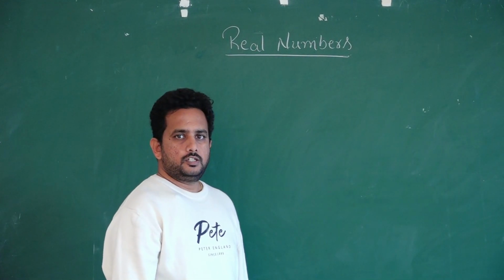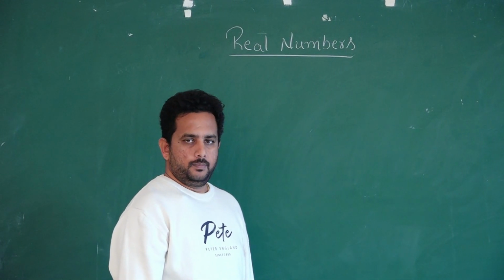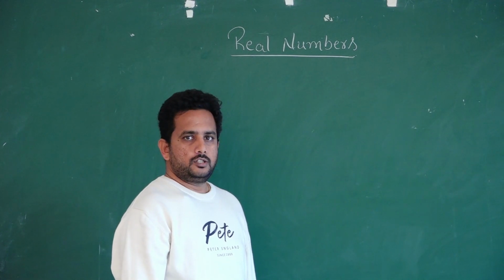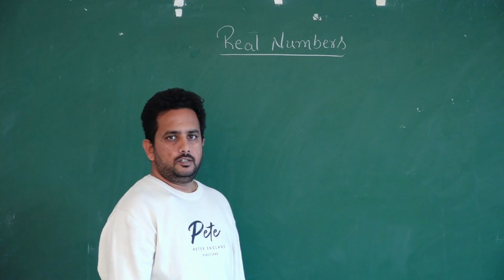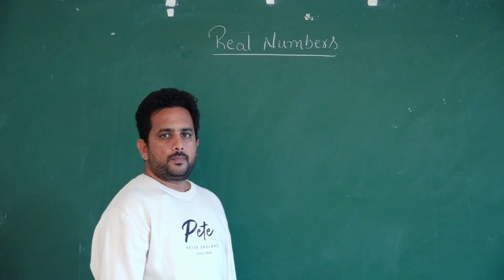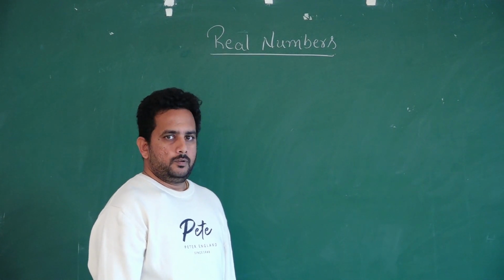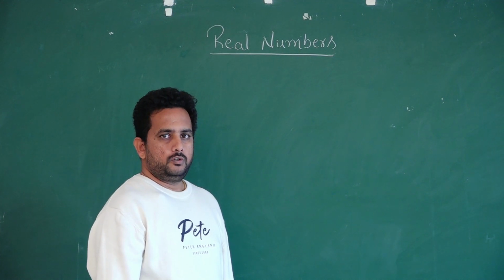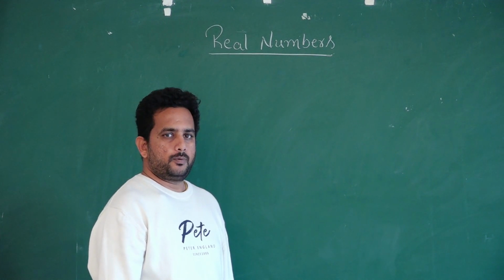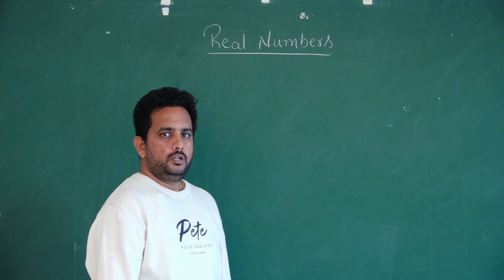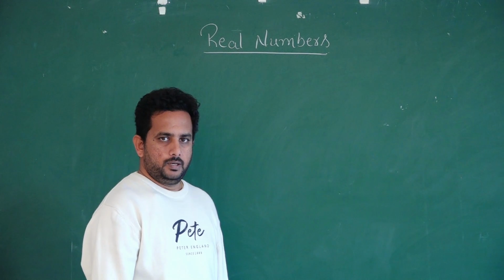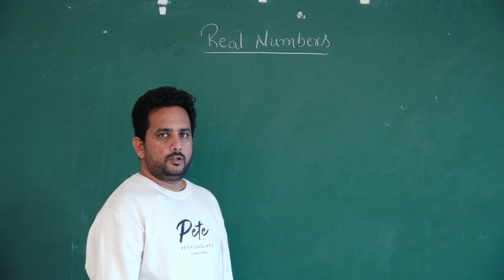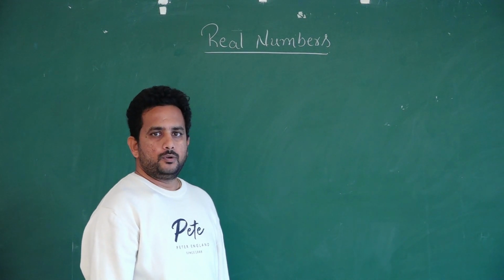Last class we discussed irrational numbers, and how to prove that a number is irrational. In this class we will discuss prime numbers, how to express a composite number as a product of prime numbers, and also the LCM and HCF of numbers. First, we discuss prime numbers and composite numbers.